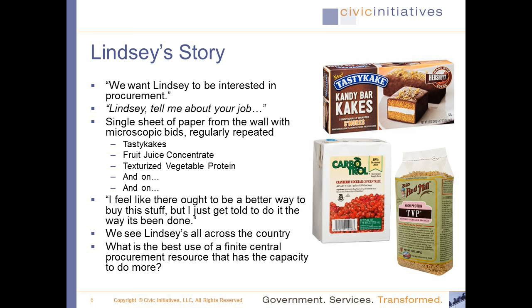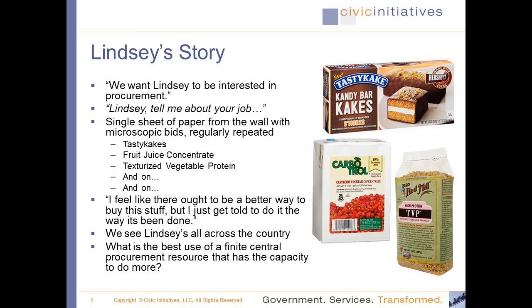Tasty Cakes, which is apparently a Philadelphia-based Duncan Hines Ding Dong snack cake. Fruit juice concentrate, texturized vegetable protein, or TVP if you're cool, right? And just the most, and on and on and on.